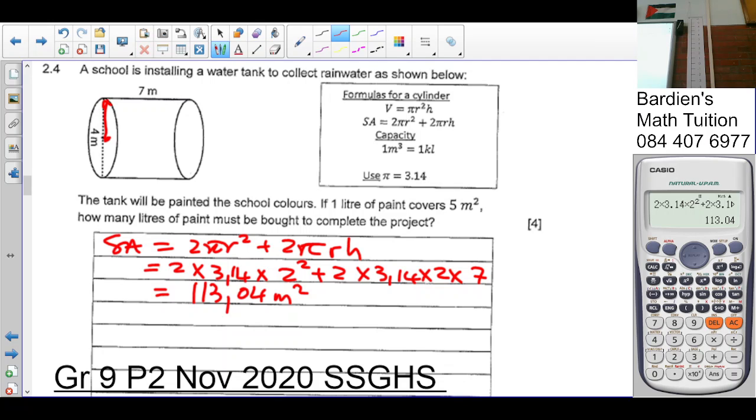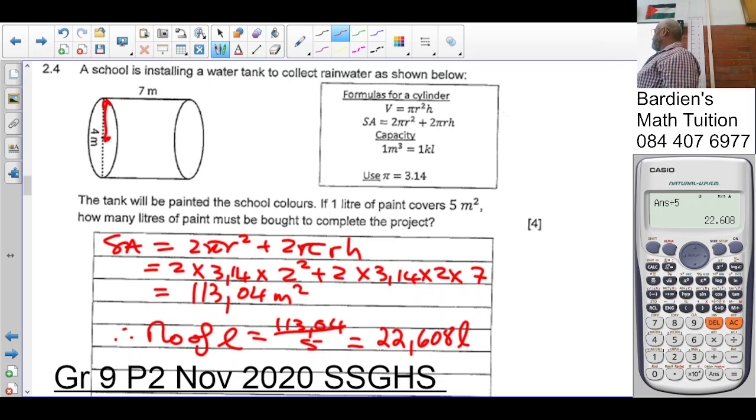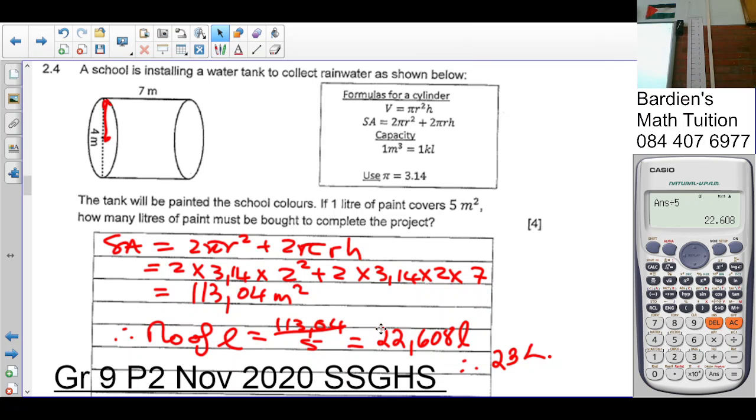So now 1 liter covers 5 meters squared. So therefore the number of liters needed will be 113.04 divided by 5, which is equal to 22.608 liters. But do we buy 0.608? No. So therefore 23 liters are required. Okay.